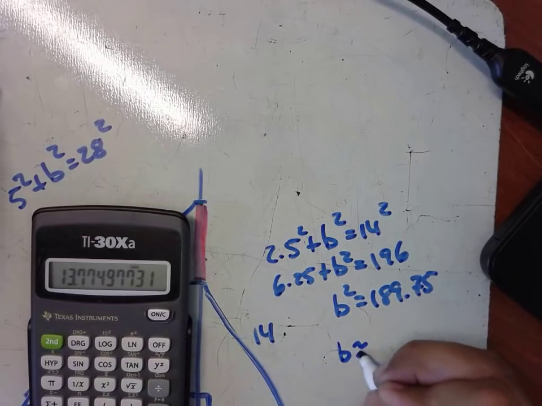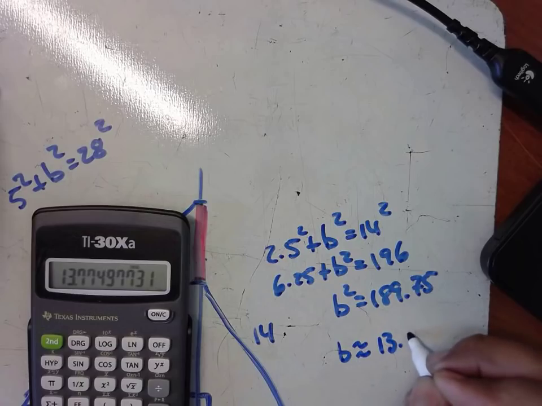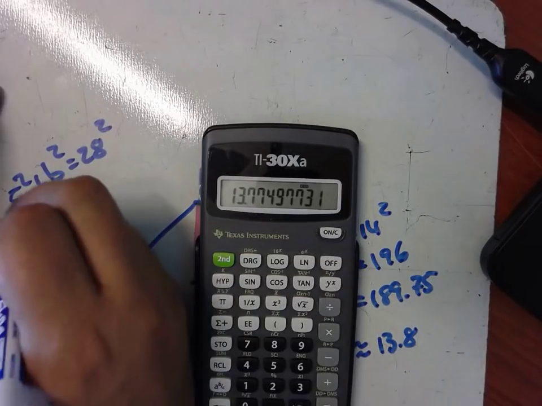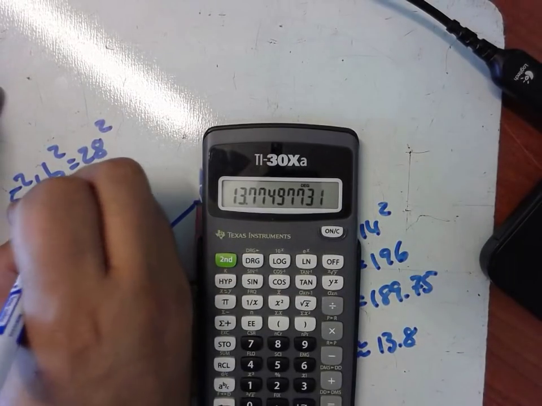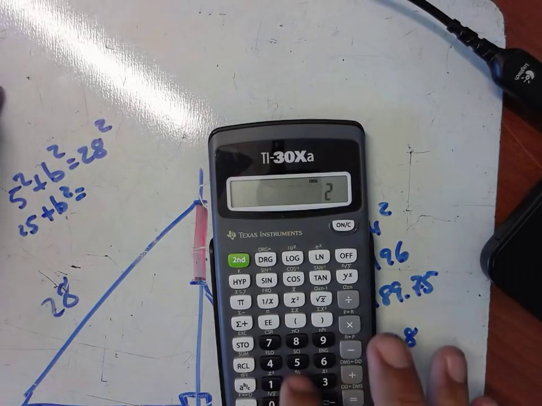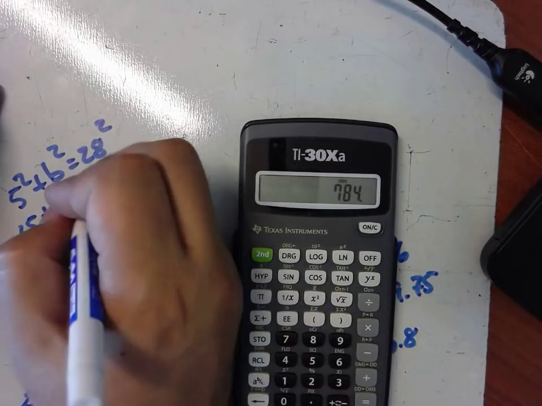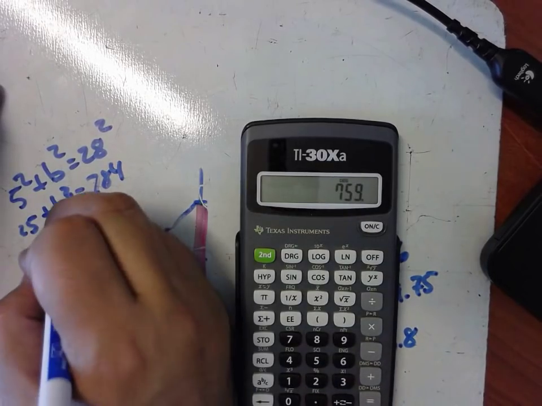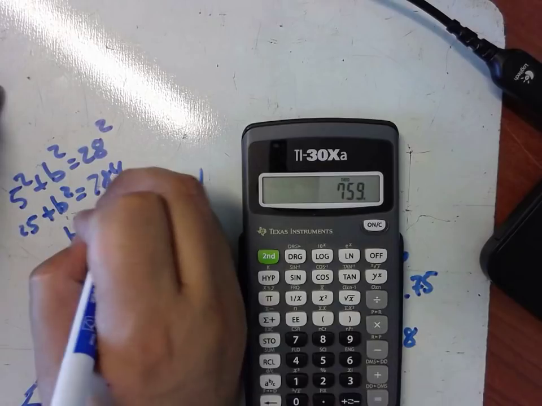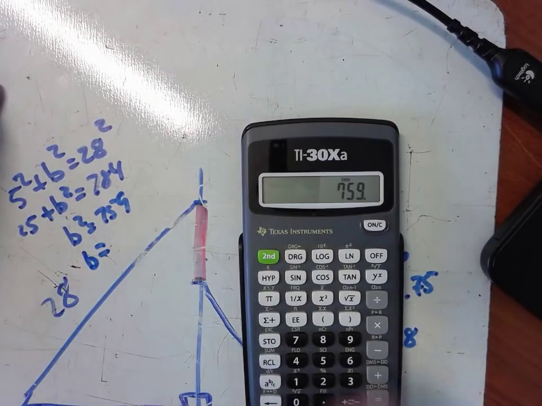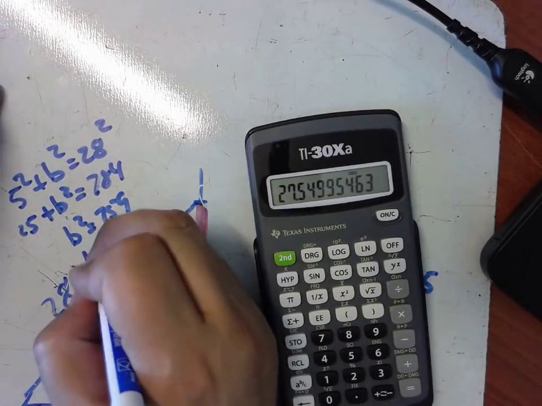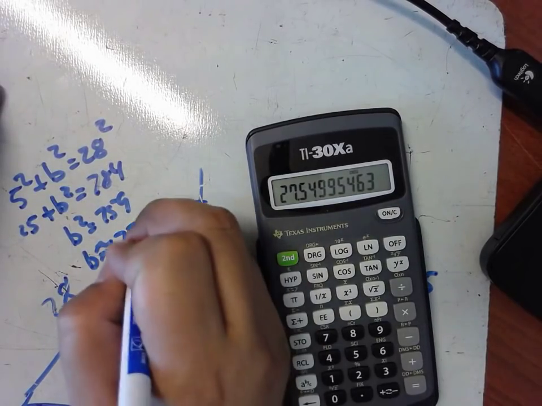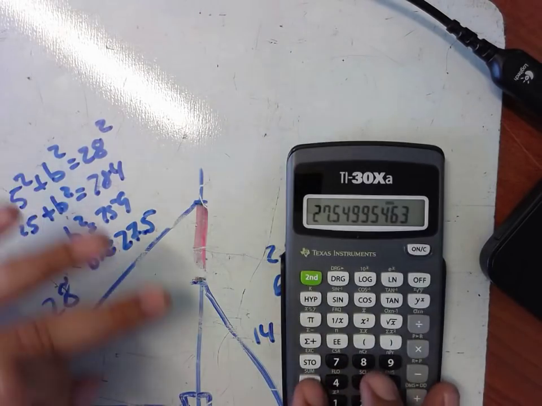So B is approximately 13.8. Now for the larger side, 5 squared is 25 plus B squared equals 28 squared, which is 784, minus 25, B squared equals 759. Take the square root of that. B is approximately 27.5.